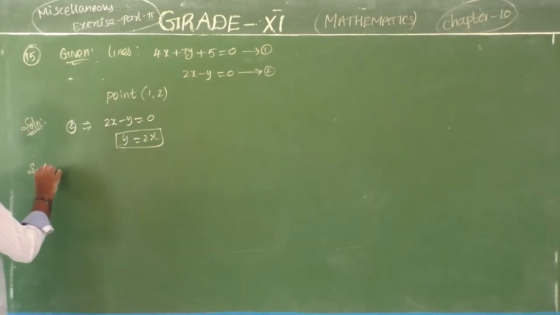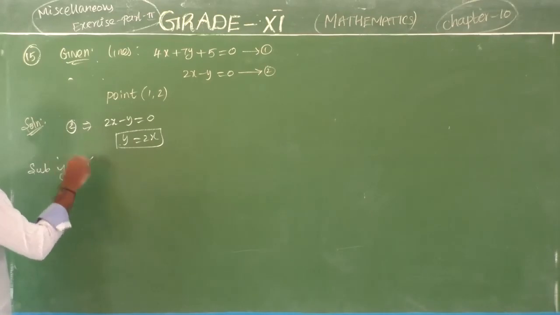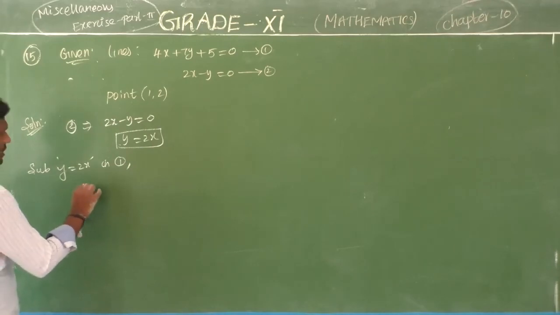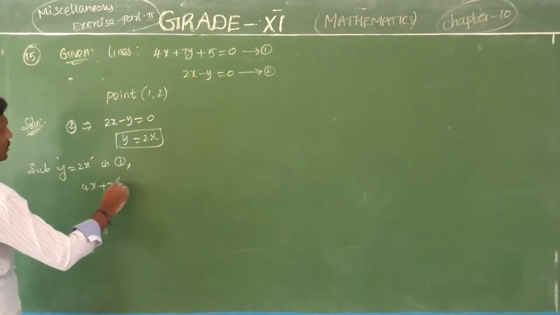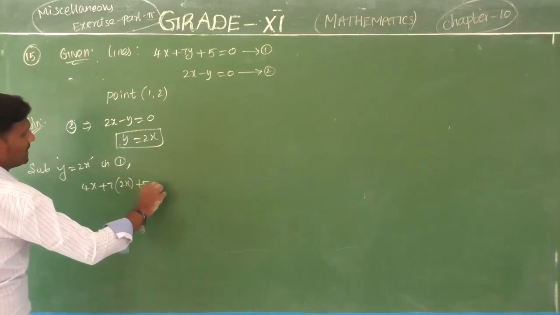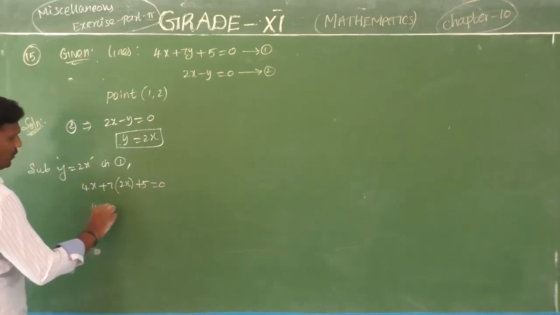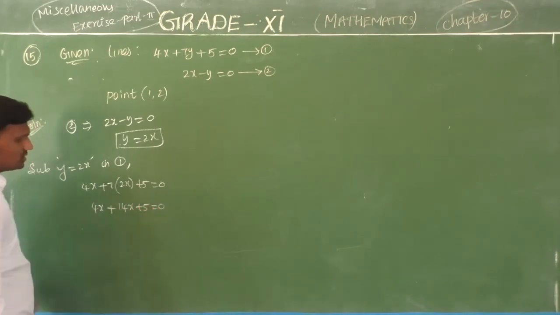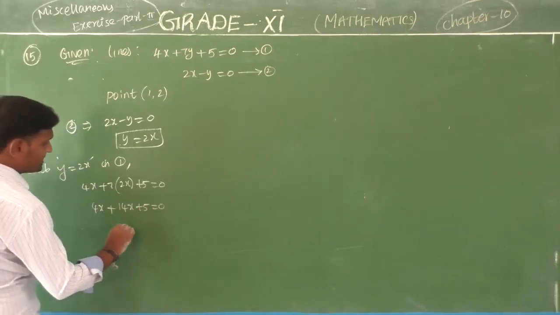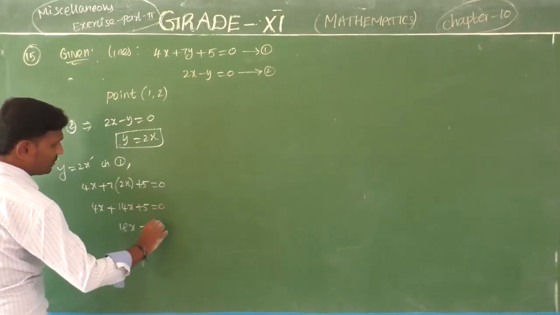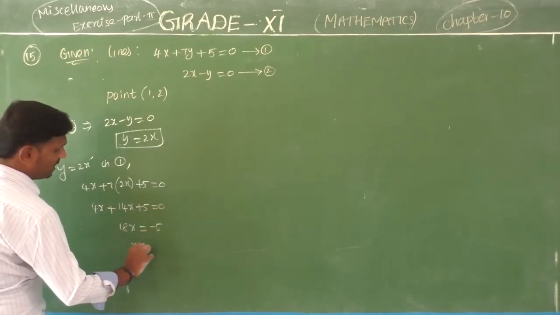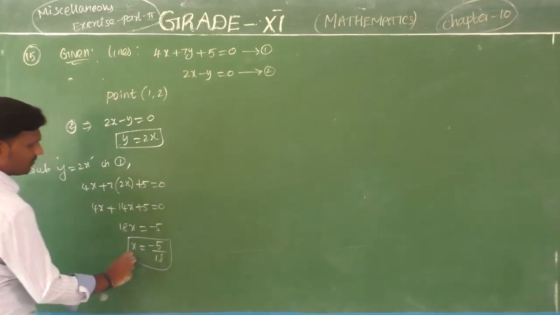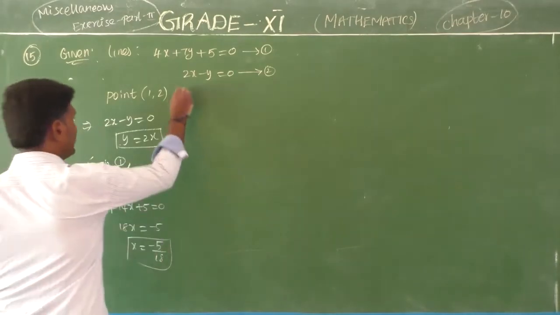Now substitute the value y equal to 2x in equation number 1. Okay. Now 4x plus 7 into 2x plus 5 equal to 0. So 4x plus 7 twos are 14x plus 5 equal to 0. So 4x plus 14x is 18x, which is equal to minus 5, moving the plus 5 to that side. So the value of x is minus 5 by 18.